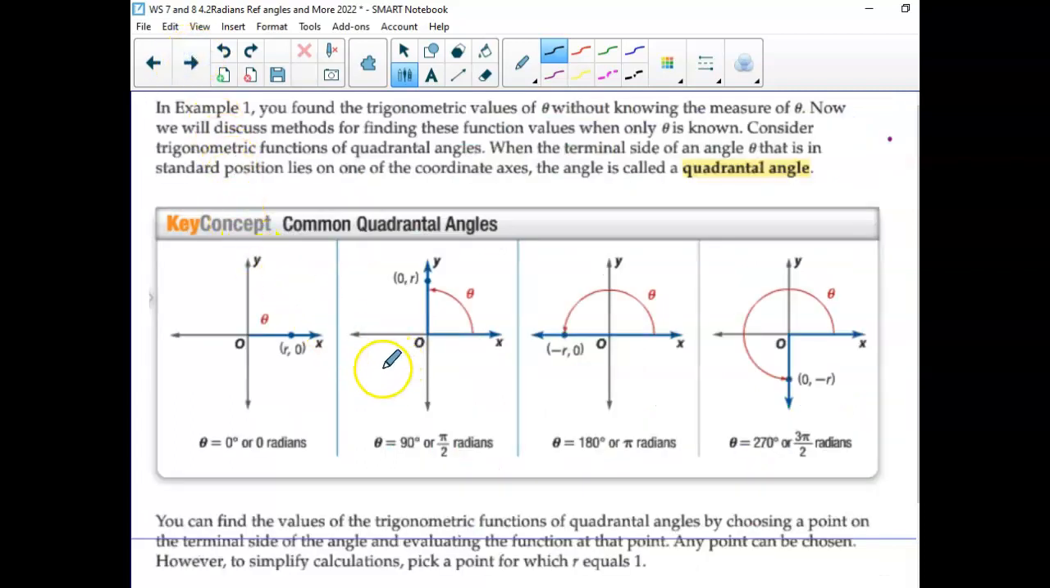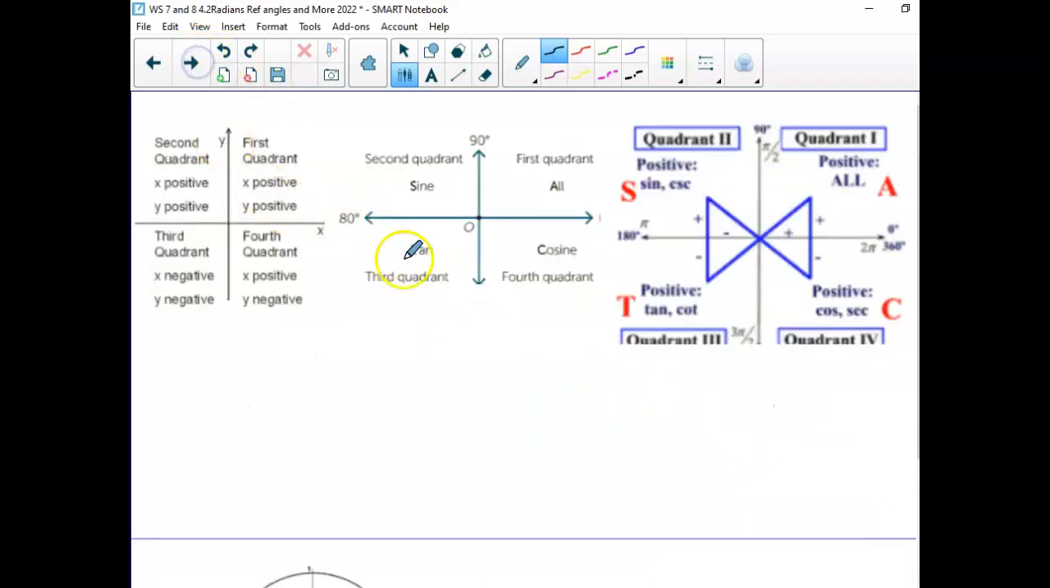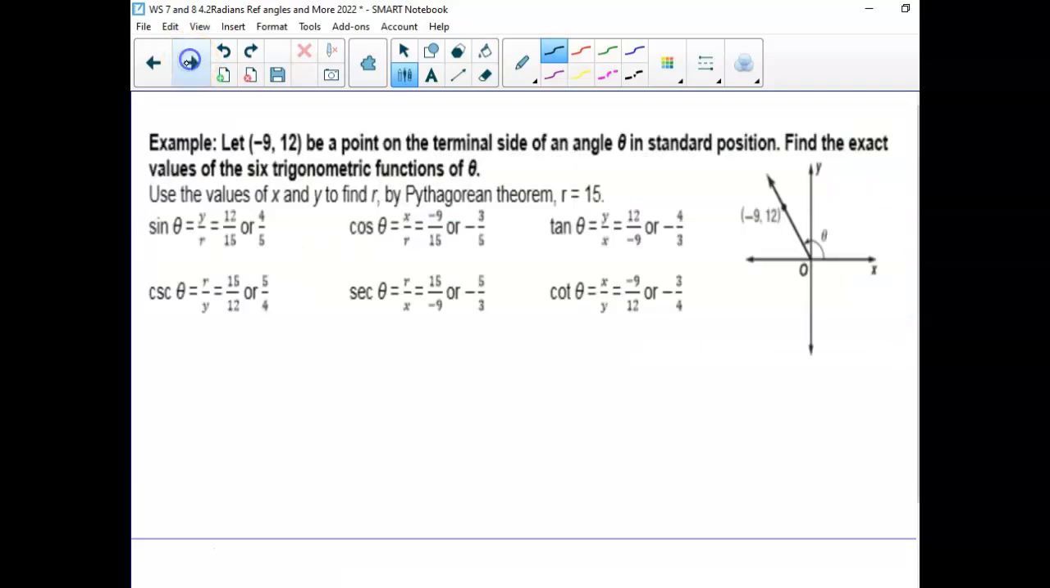Quadrantal angles. If you land on 0 or pi over 2, which is halfway to this, or in radians, this would be pi, or down here in degrees, it would be 270. If you land at any of those, they're called quadrantal angles. They're not really called quadrant 1 or quadrant 2. It means they're on the quadrant line, okay? I'm going to skip that slide and talk about that in a second.